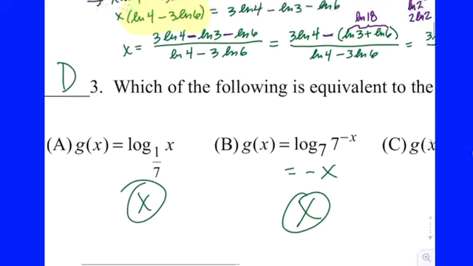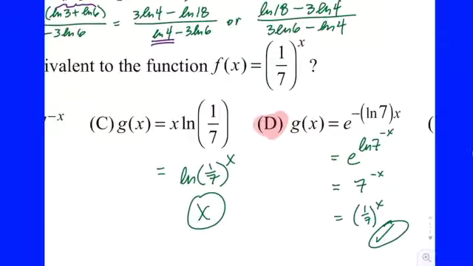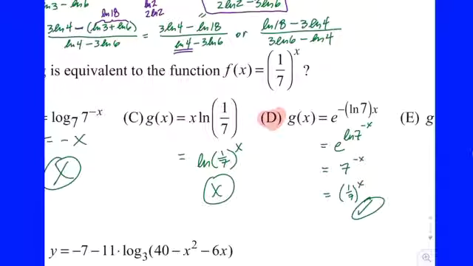Okay, letter 3. Which of the following is equivalent to 1 over 7 to the x? Now this one, Mrs. Lincoln didn't even shuffle the answer choices around, so they were in the same order as they were on the previous test. And so if you did that, it ended up being the same answer choice D.